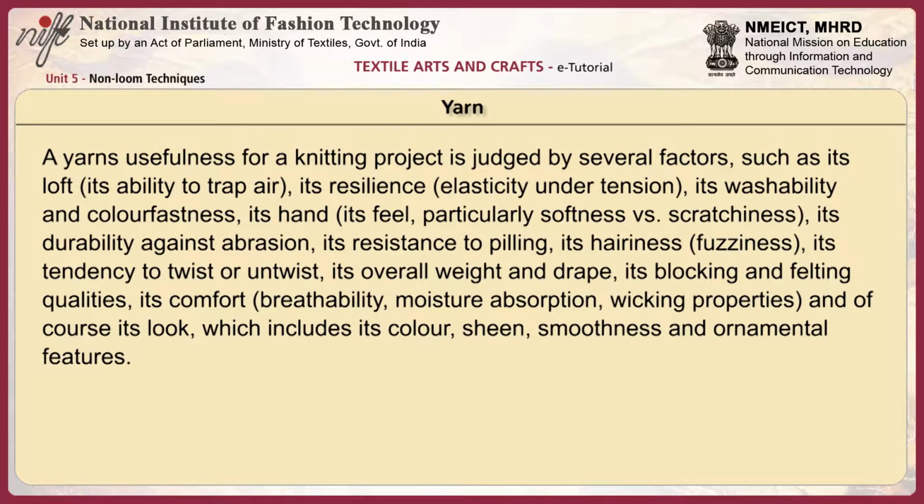A yarn's usefulness for a knitting project is judged by several factors, such as its loft, which is its ability to trap air, its resilience, that is elasticity under tension, its washability and color fastness, its hand, that is its feel, particularly softness versus scratchiness, its durability against abrasion, its resistance to pilling, its hairiness or fuzziness, its tendency to twist or untwist, its overall weight and drape, its blocking and felting qualities, its comfort, that is breathability, moisture absorption, wicking properties, and of course its look, which includes its color, sheen, smoothness, and ornamental features.